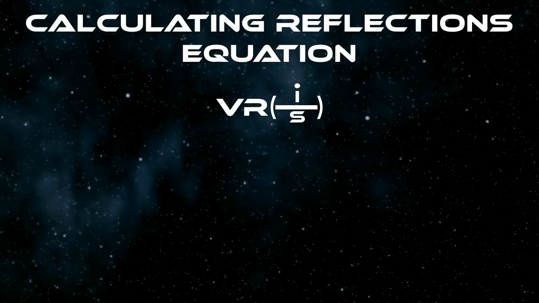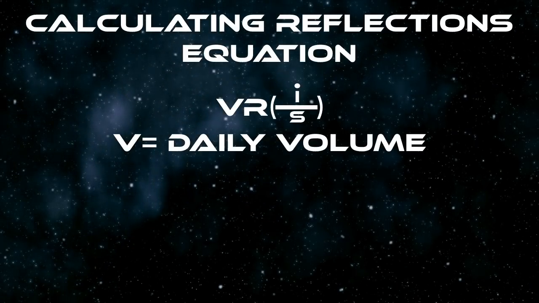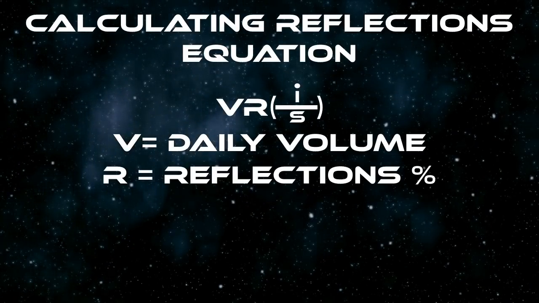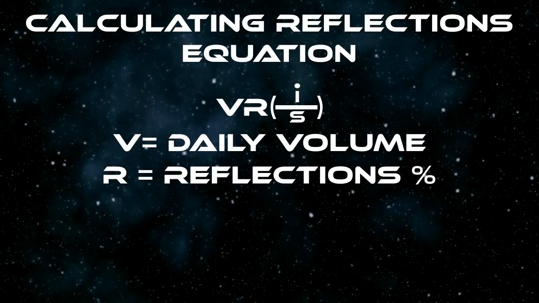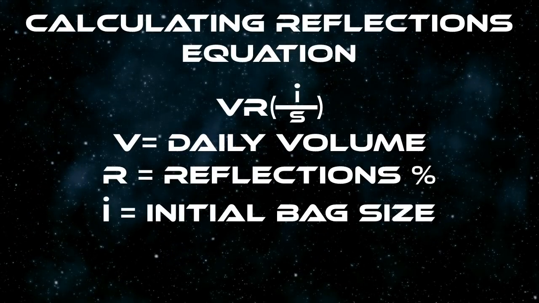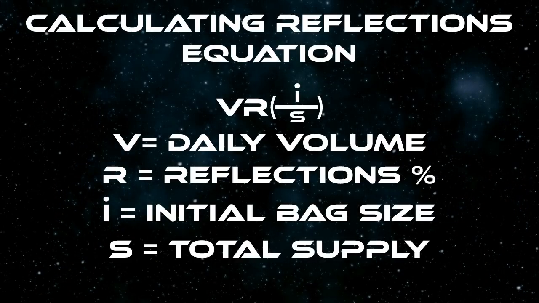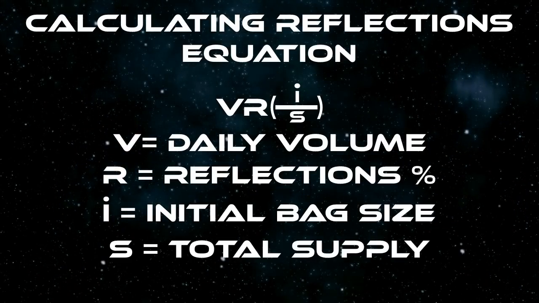This math that we just did could be represented in an equation as VR multiplied by I over S, where V represents daily volume, R represents the percentage of tokenomics dedicated to reflections, in Safemoon's case being 5%. I represents the initial size of your wallet, or rather the amount of tokens in your wallet, commonly referred to as your bag size, and S represents the total supply of the token. This equation gives us the dollar value of the reflections received.